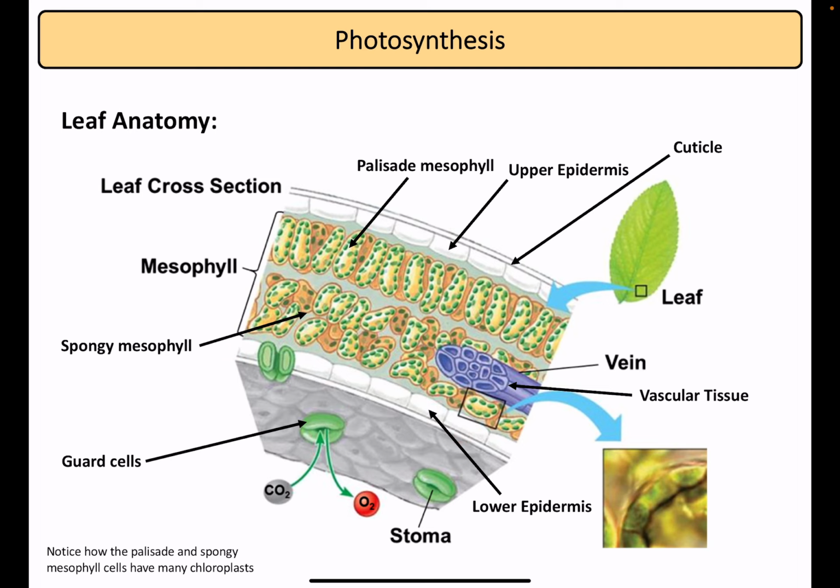And then every once in a while, there are little openings in the lower epidermis that allow for gases to be exchanged. And these openings are called stomatal pores, also known as stomata. So the pore is just a hole that basically connects the inside of the leaf with the atmosphere. So it's not really anything, it's just empty space.